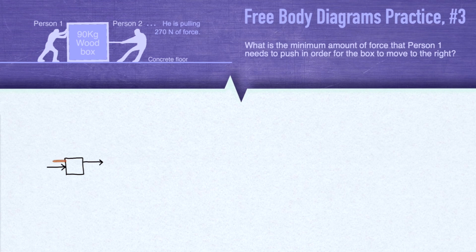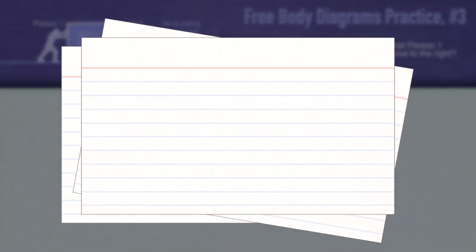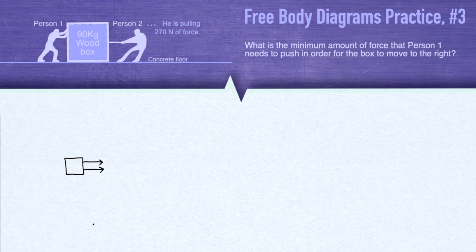The only thing that I'm going to do in terms of drawing the free body diagram is take the arrow, the vector that represents person 1, and slide it across to the other side so that it points in the same direction, but it's on the other side of the box. Basically, all I did was take the arrow that represented person 1 and slide it to the other side of the box because that's how free body diagrams are usually drawn.